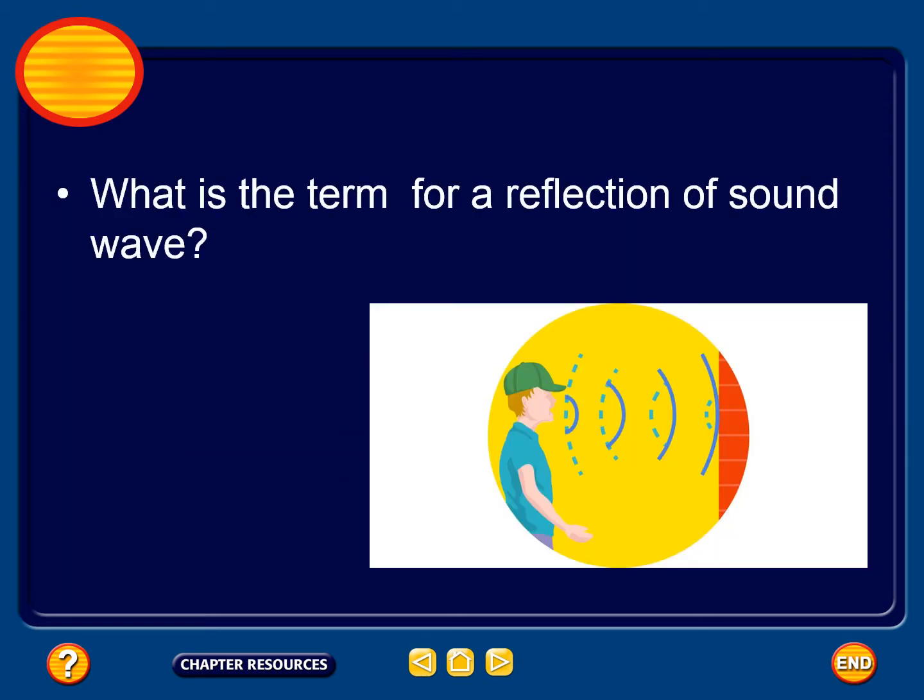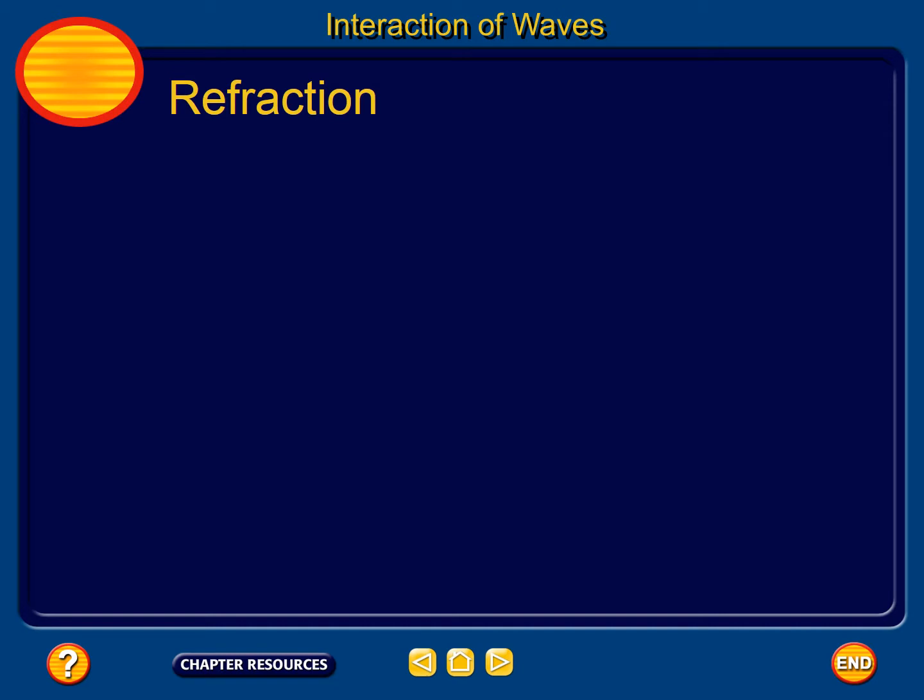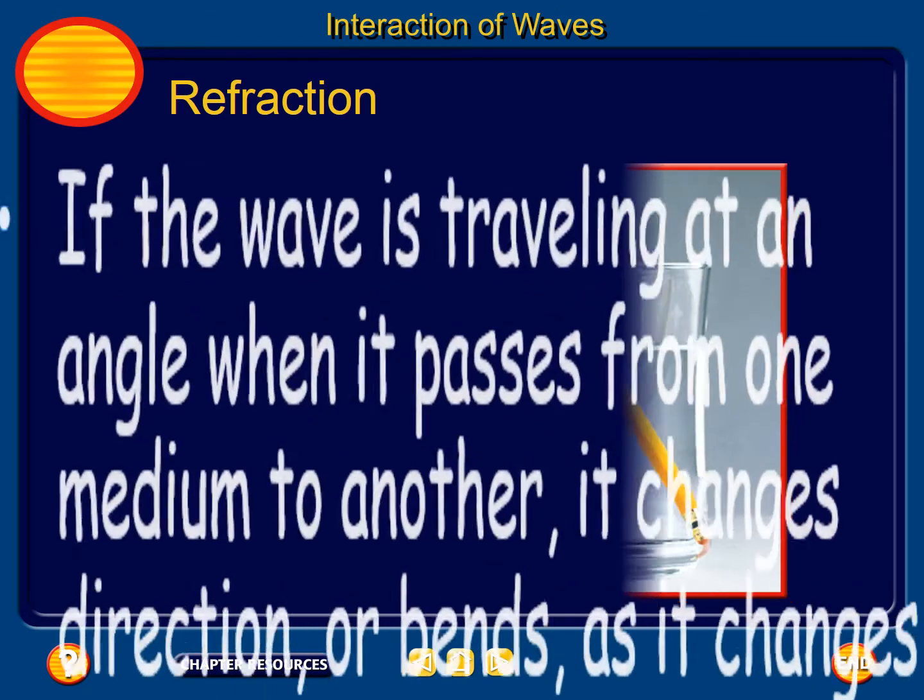So what is the term for a reflection of a sound wave? We call it an echo. So if someone is shouting, his voice hits the wall and bounces back, producing an echo. The second interaction of waves is called refraction.